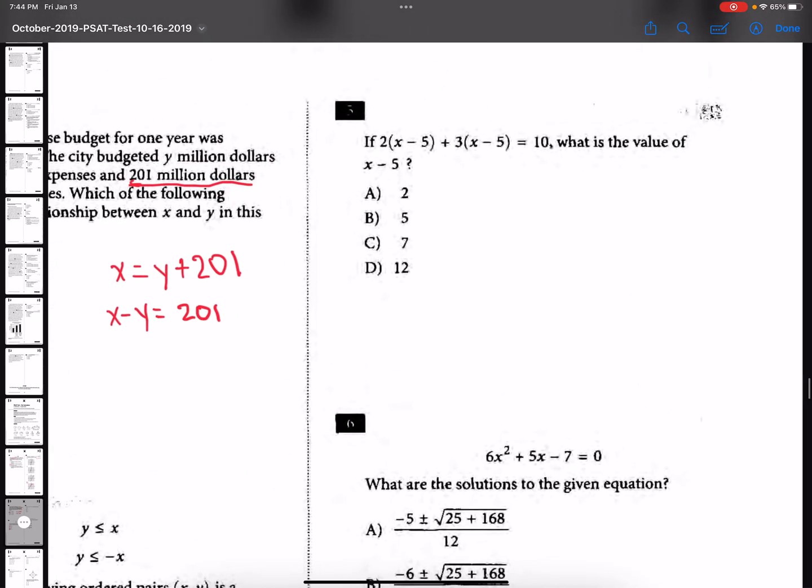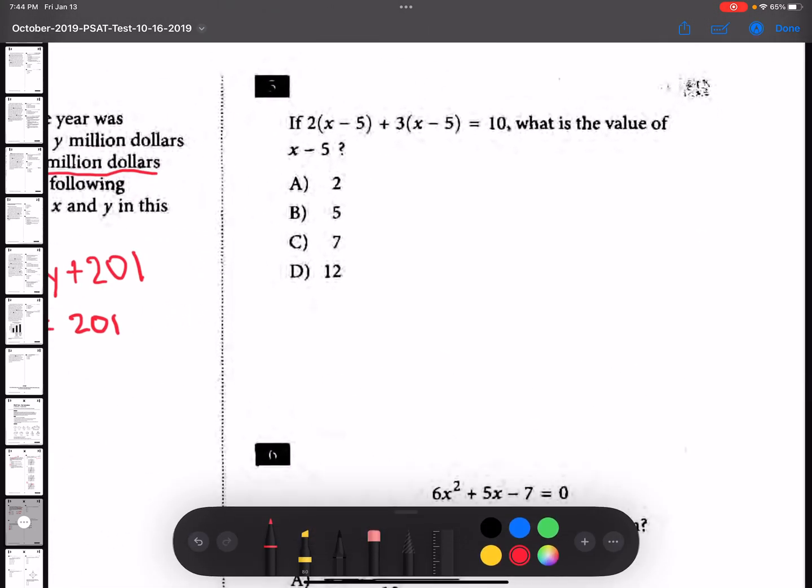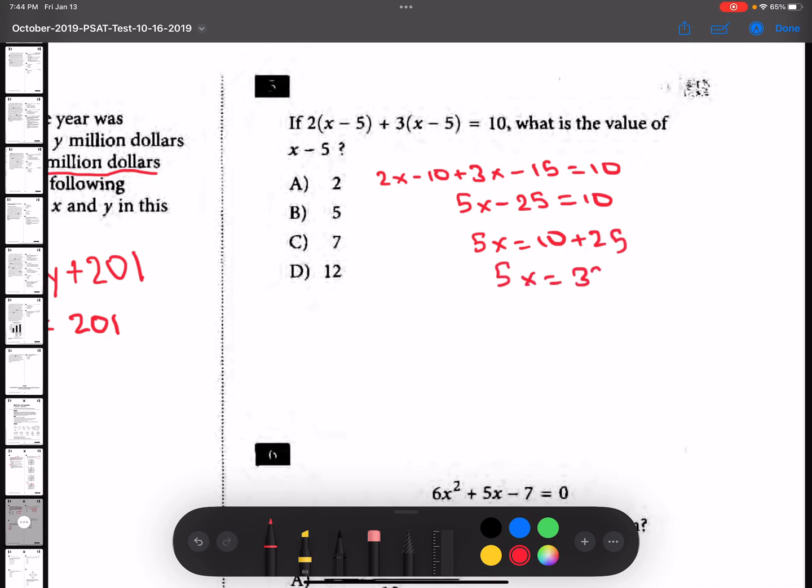Okay, number 5. So we're gonna simplify this equation. So 2x minus 10 plus 3 times x, which is 3x, 3 times -5 minus 15 is equal to 10. That means 5x minus 25 is equal to 10. Now we take 25 to the other side, we get 5x is equal to 10 plus 25. That'll give us 5x is equal to 35. So x is equal to 7. But we're not done yet. It asks what x minus 5 is. So that means that 7 minus 5 is equal to 2. So our answer is A.